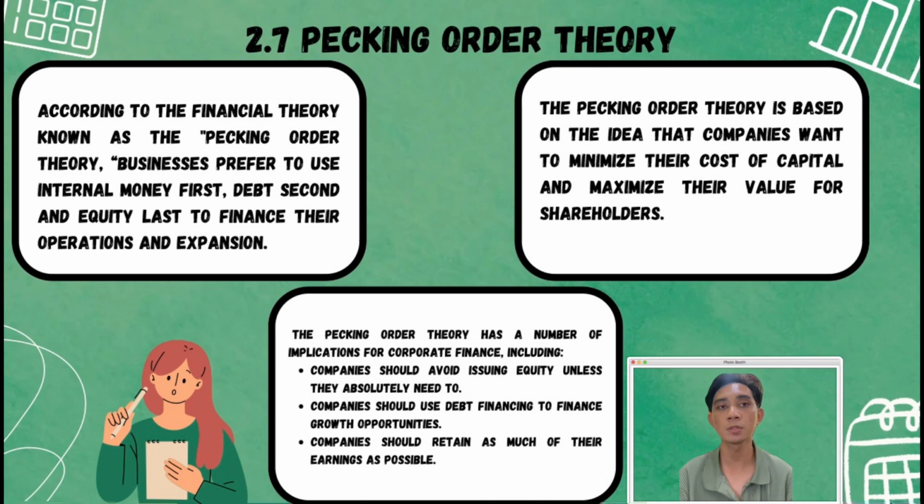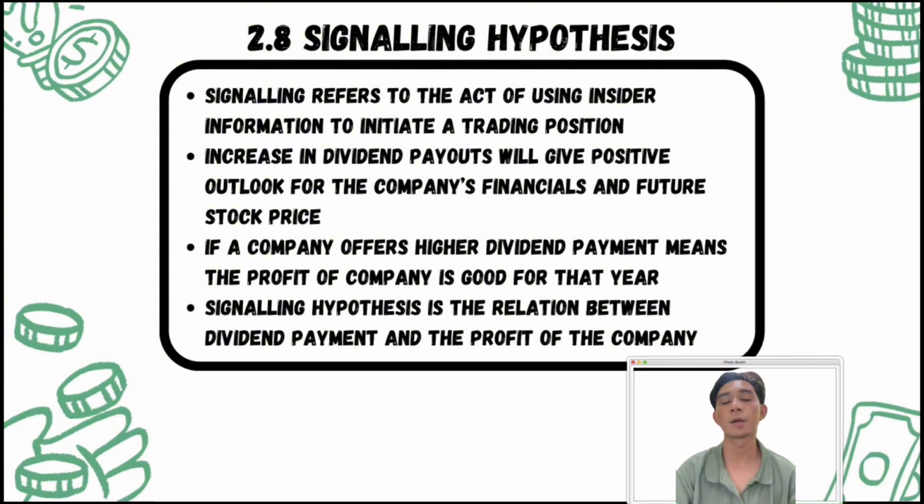However, there are also some disadvantages to the pecking order theory, which is that it can limit the company's growth prospects and can also lead to agency cost as a manager may be reluctant to issue equity when it is in the best interest of shareholders. Overall, the pecking order theory is a useful framework for companies to consider when deciding how to finance their operations and growth, and companies should also consider other factors such as their growth prospects, credit rating, and risk tolerance when making this decision. Next, signaling hypothesis.